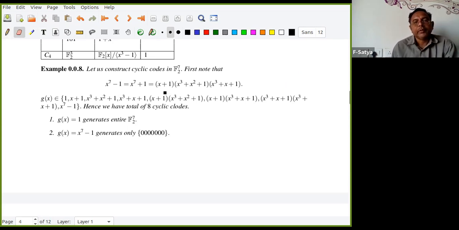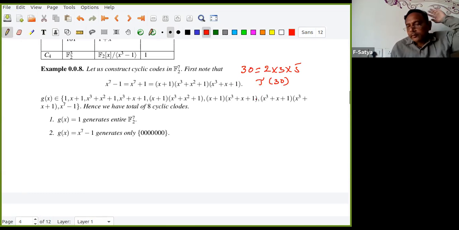I am using it. It is exactly the product of all the polynomials. x power 8 minus x would have x as a factor too, but x power 7 minus 1 only I am considering. So x will not come. You can multiply and check. It is exactly x power 7 minus 1. Okay. Now how many divisors will there be for x power 7 minus 1? It is like 30. 30 is equal to 2 into 3 into 5. You know tau of 30? You remember the tau function?